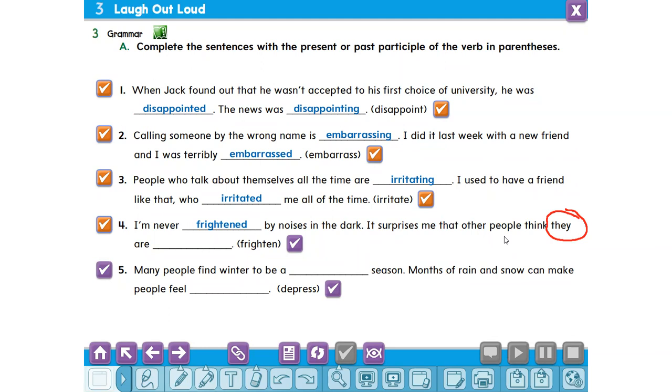Let's listen to Ahmed Oda. Maybe Ahmed knows. It refers to the noises. Great, excellent. They refers to the noises in the dark. Excellent, Ahmed Oda, great student. Well done. Here, it refers to noises in the dark.